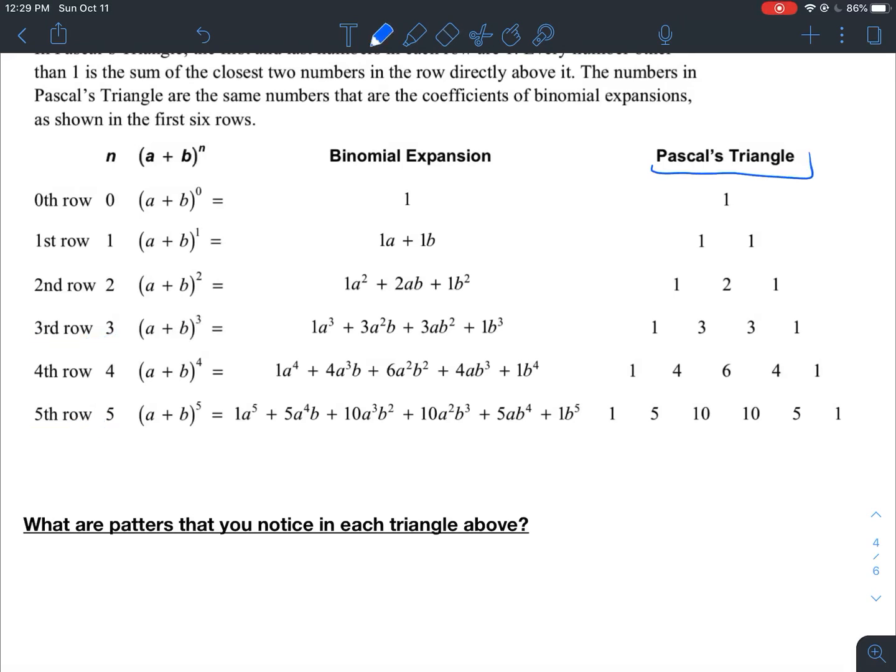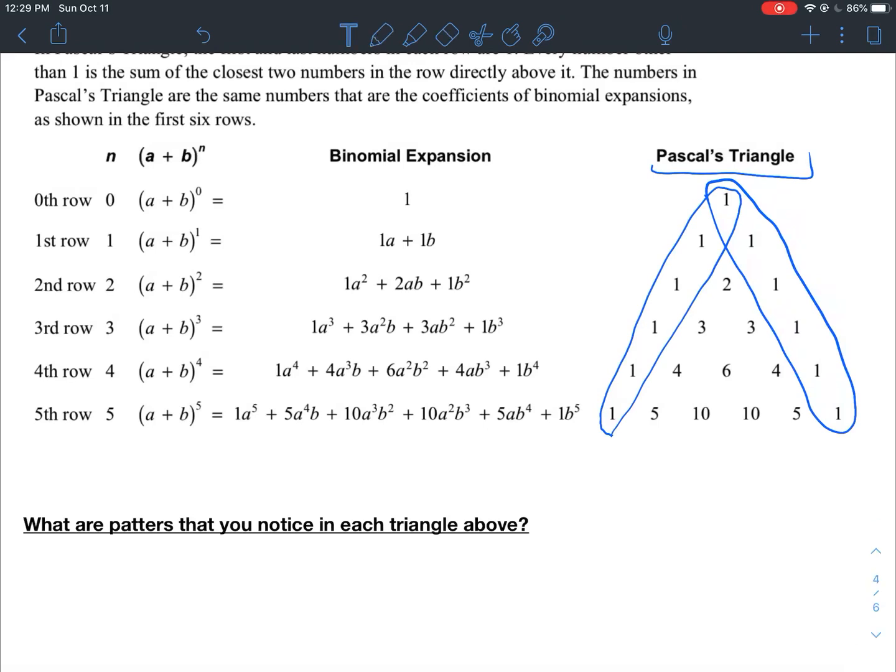Do you guys notice any patterns? I notice right here, these are all 1s, right? And right here, these are all 1s. So the coefficients on the end are 1. And you can see that here, 1, 1, 1, 1, 1, 1, and down here. So you can see that.